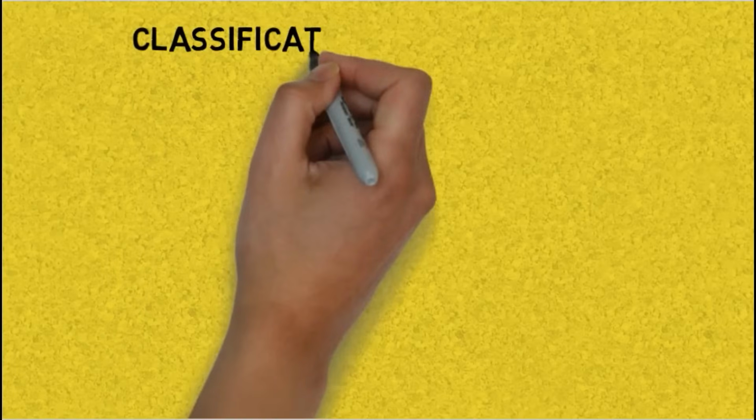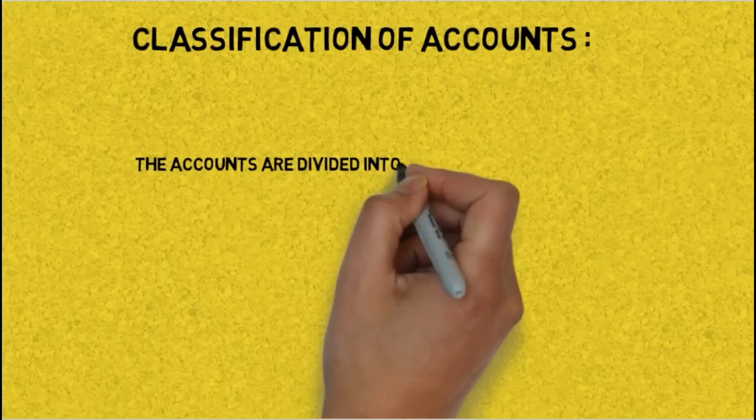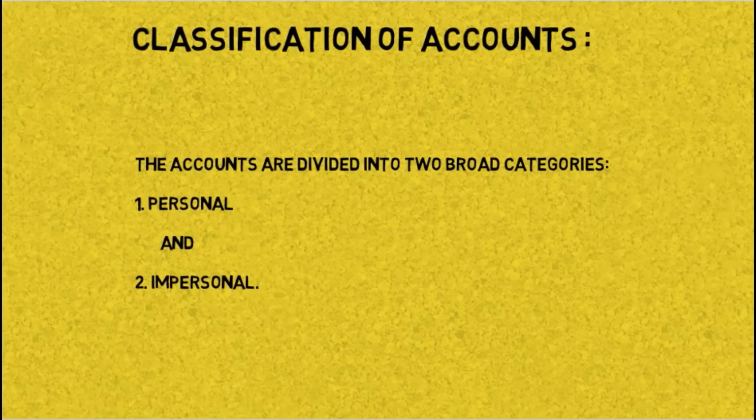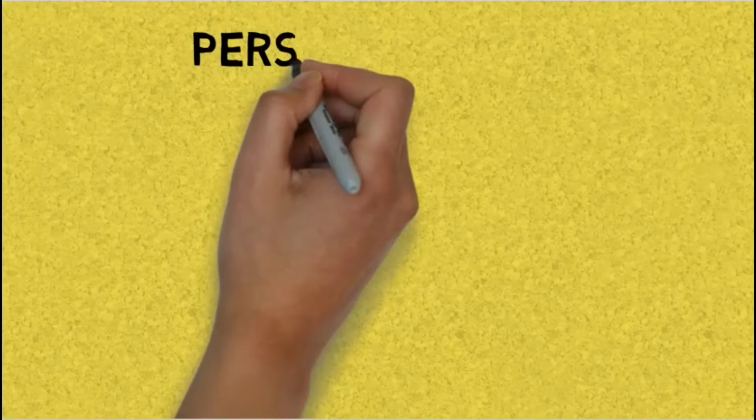In the traditional approach, the accounts are divided into two broad categories. One is personal account and the second one is impersonal account. Further, the impersonal account has two subcategories, real and nominal account. Let's start with the personal account.